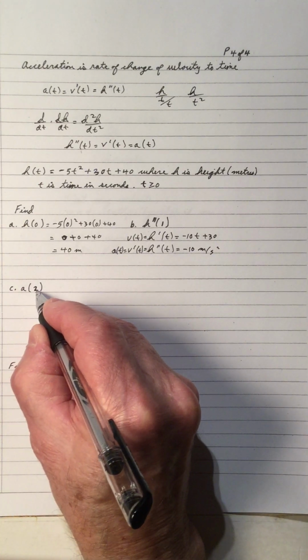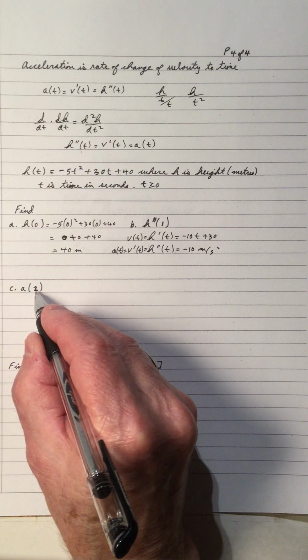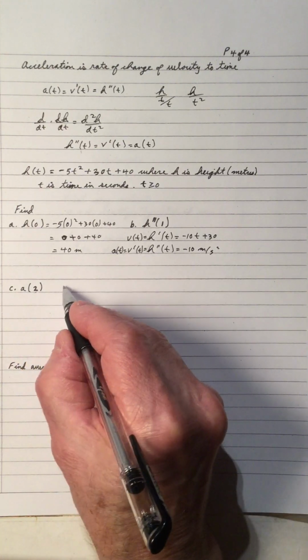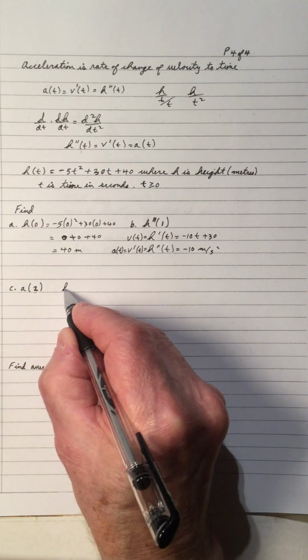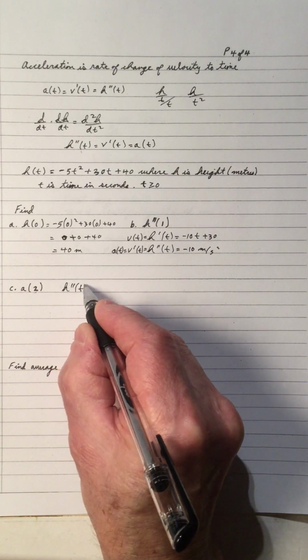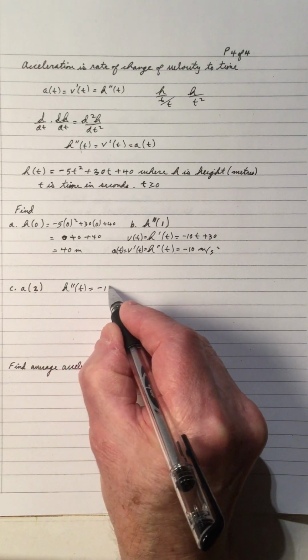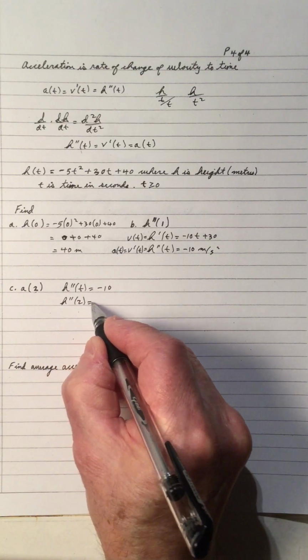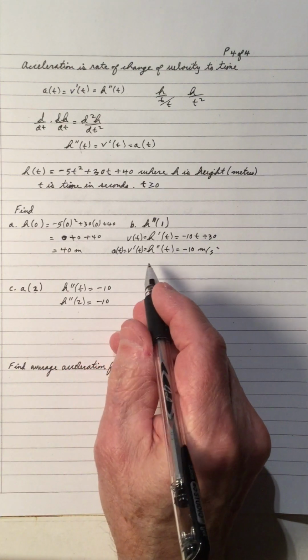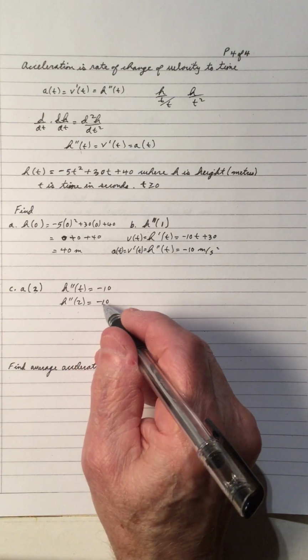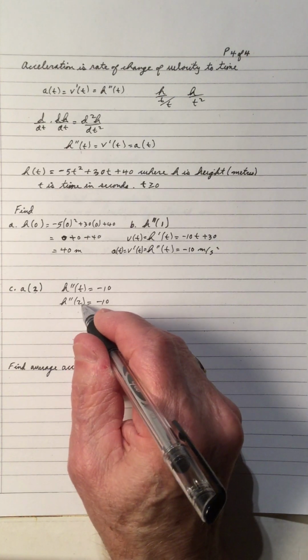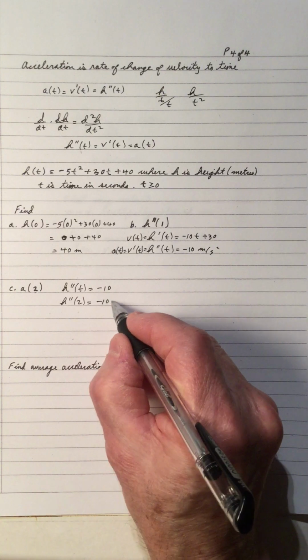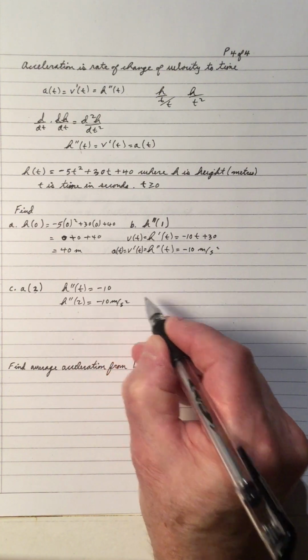And what's the acceleration at 2? So again, h double prime is the acceleration, so that's negative 10. So h double prime of 2 is like a constant. The constant never changes no matter what time it is. So the acceleration at 2 seconds is negative 10 meters per second squared.